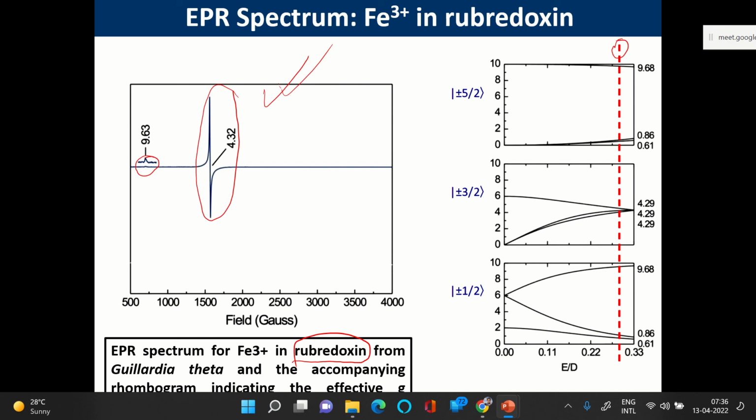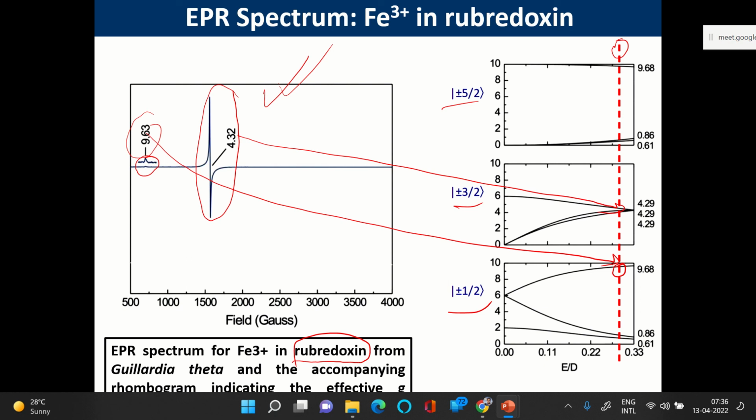Now, theoretically, the rhombogram is prepared for an S is equal to 5 by 2 system containing all the Kramer doublets, plus half minus half, and so on, three rhombograms available. Then you try to match the experimental values on this figure, where you are getting 4.3 for all of them, and 9.63 appears over here. So 9.63 appears over here, and 4.32 somewhere here.